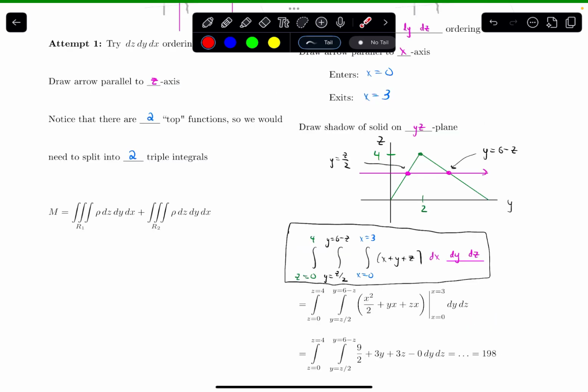In our next video, we are going to continue practicing how to recognize which order of integration is best for a triple integral.